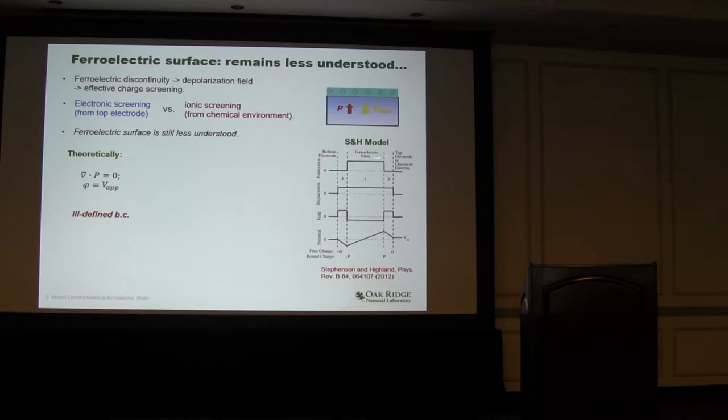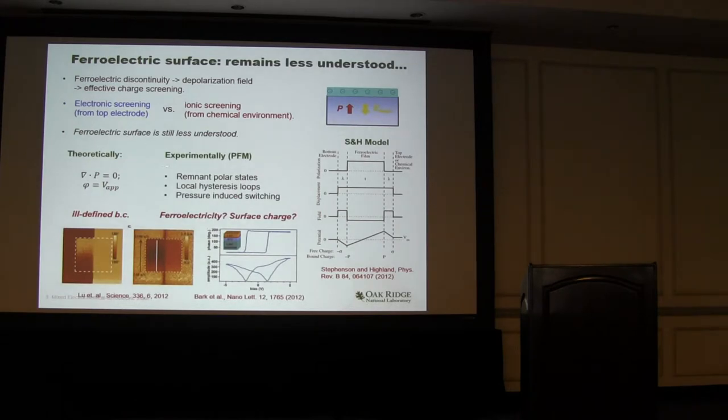Unfortunately, the ferroelectric surface is still less understood from the thermodynamic or theoretical point of view. The boundary conditions of the equations are ill defined. For example, we usually assume that polarization charge is fully screened on the surface, and define the electrical potential on the surface equal to the applied voltage. These boundary conditions well describe the behavior in bulk material interfaces. However, in ultrathin films, where the energy of the surface charge is comparable to the bulk ferroelectricity, this boundary condition is not appropriate to model this behavior.